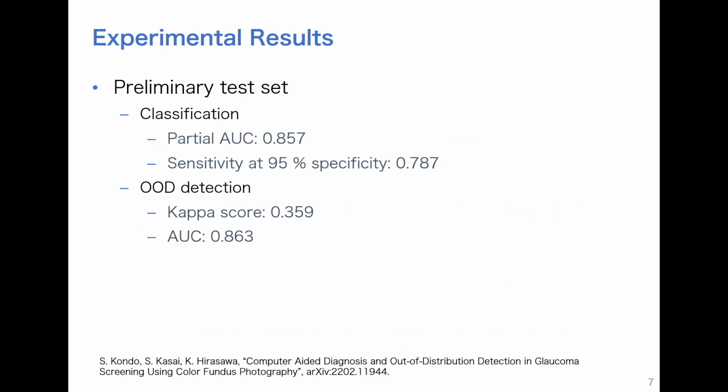The experimental results of the preliminary test were: for classification, the partial AUC was 0.857 and the sensitivity was 0.787. For OOD detection, the kappa score was 0.359 and AUC was 0.863.